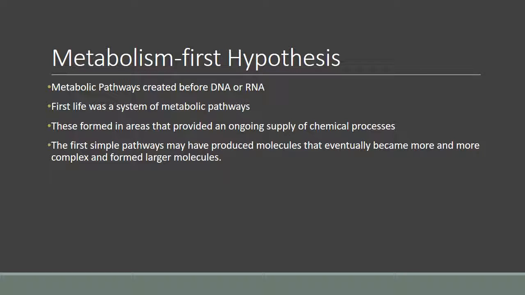The other major theory is the metabolism first hypothesis, which states that metabolic pathways were created before DNA or RNA. This would claim that the first life was a self-sustaining network of metabolic reactions. These sorts of organisms could have formed in areas that provided a continuous supply of chemical precursors, like in an undersea hydrothermal vent. The first simple pathways may have produced molecules that acted as catalysts for the formation of more complex molecules.